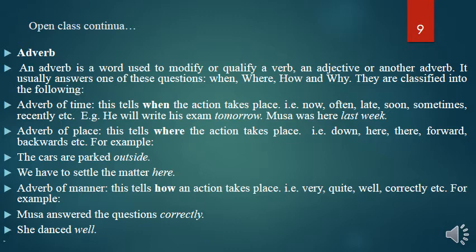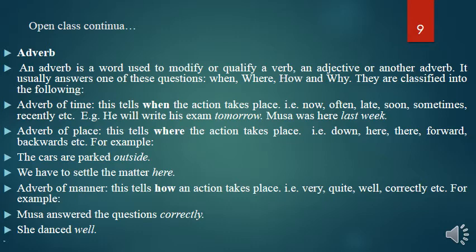Adverb of place tells where the action takes place. As adverb of time tells about the time, adverb of place tells the place where the action takes place, like here, there, downward, forward, and so on. For instance, the cars are parked outside. Outside is the adverb of place in this sentence because it tells where the cars are parked.